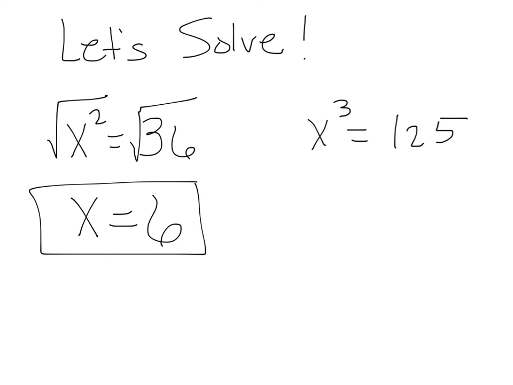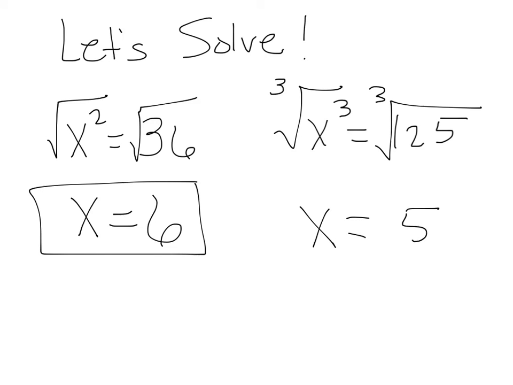What if I want to solve this equation? x cubed equals 125. I need to take the cube root of x cubed in order to turn it into an x. But then that means I have to take the cube root of the other side. What's the cube root of 125? It's 5, because 5 times 5 times 5 is 125.